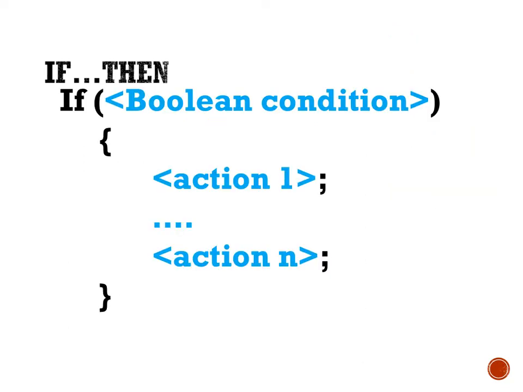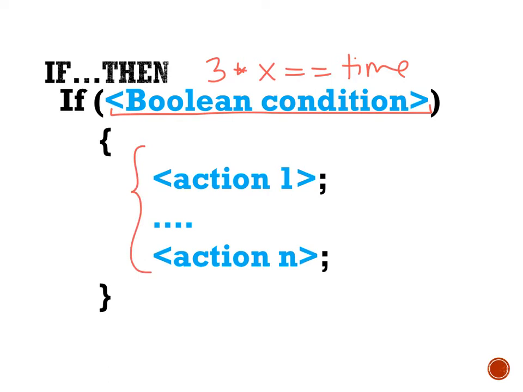So what this will look like in your code is in C# you will see if. You will have some Boolean condition in here. So for example, maybe it'll say 3 times x equals time. So maybe you're checking to see if 3 times your x is equal to time. If that condition is true, it will run all of the actions inside of here. And if it's false, it will skip all of those actions and jump below and ignore it altogether.